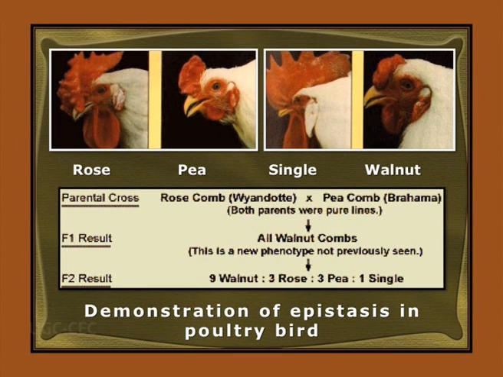as observed in case of the comb pattern in poultry bird, where the cross between rose comb, this is the rose comb, and the pea comb, this is the pea comb, should have produced the rose comb, because if the rose was dominant, but there was some interaction, and instead a third character came up which is all walnut. This is the feature which came up. It will not end here. When two such walnut combs were crossed in F2, there were 9 walnut, 3 rose, 3 pea and 1 single. This is the single variety.